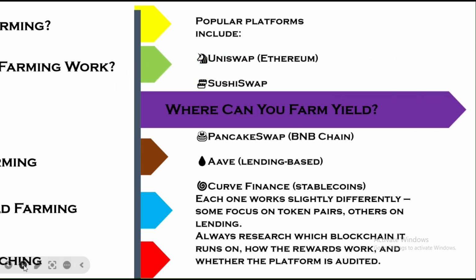All right, where can you farm yield? Now you can farm yield in popular platforms like Uniswap. Uniswap uses Ethereum. You can use SushiSwap. You can use PancakeSwap. PancakeSwap uses BNB, which is the Binance network. We have Aave, which is lending based, and then we have Curve Finance, which is for stablecoins. They use stablecoins mostly.